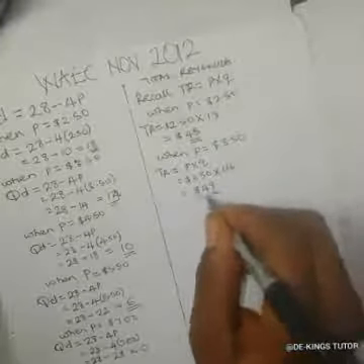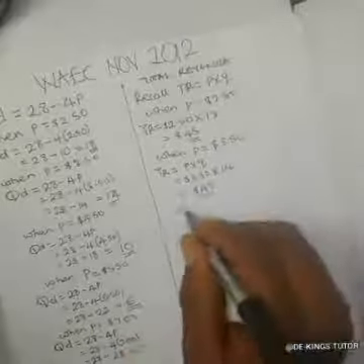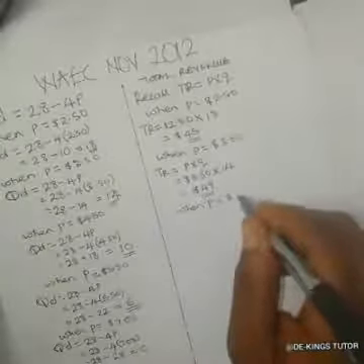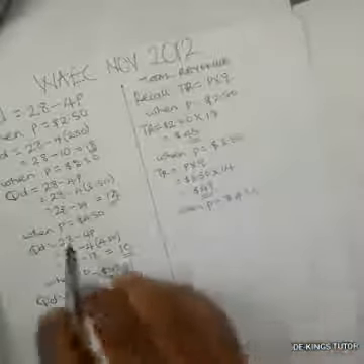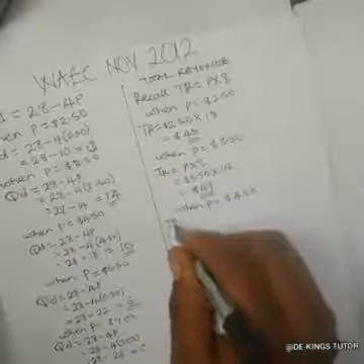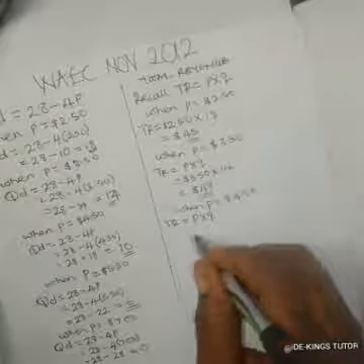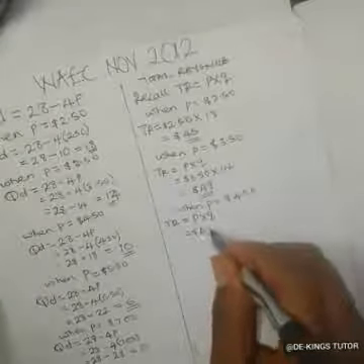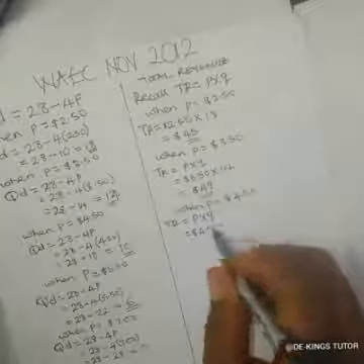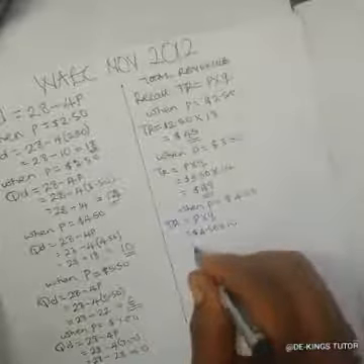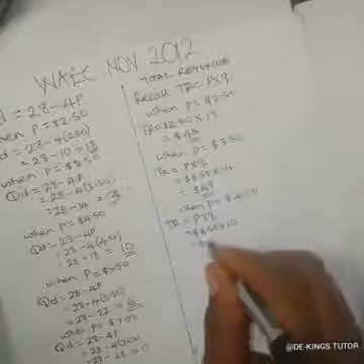The next one, when P is equal to 4.50. So my total revenue is equal to price times quantity, and my price is 4.50 times. What's the quantity? We calculated the quantity here as what? 10. So 4.50 times 10 will give us $45.